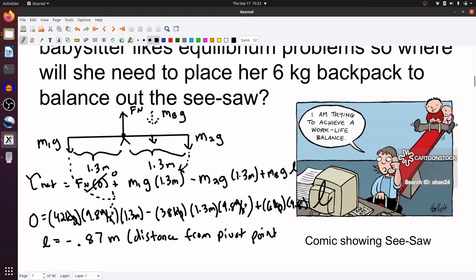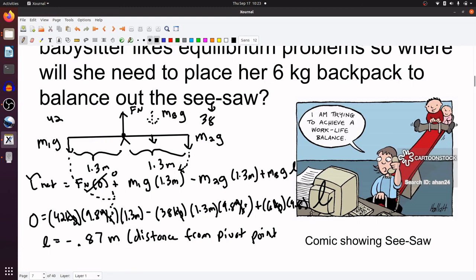And it should be on the negative side, because why wouldn't it be? This is 38 kilograms. This is 42 kilograms. Obviously, this kid is bigger, so this kid's going to win this seesaw balance if there's a challenge. So the backpack's going to have to be over here in order to unbalance him. But we can't just put the backpack on top of the kid because it's 6 kilograms, and that would be 44 to 42.